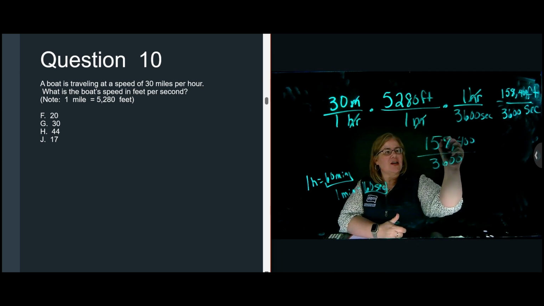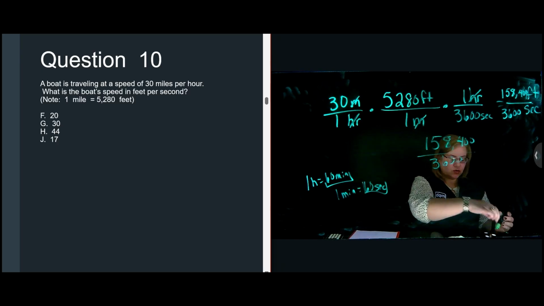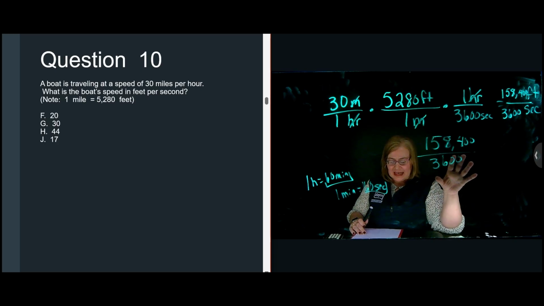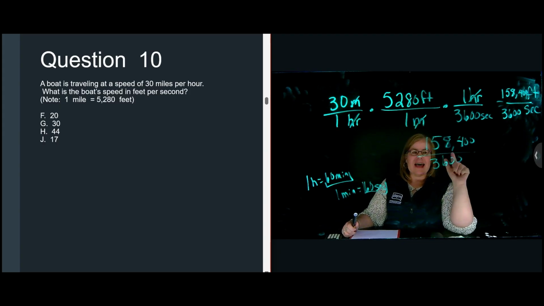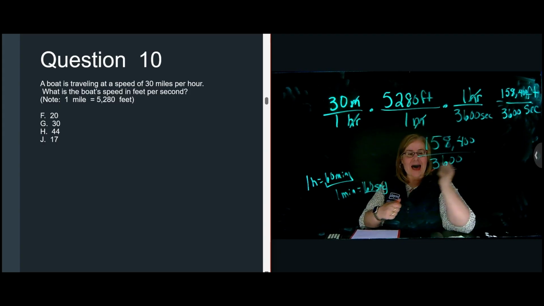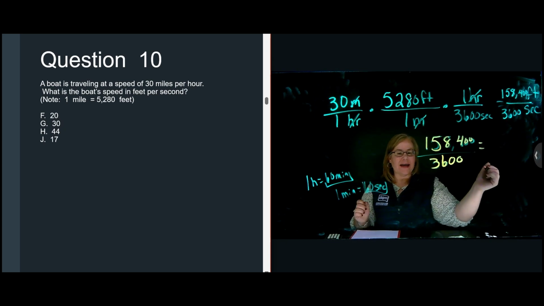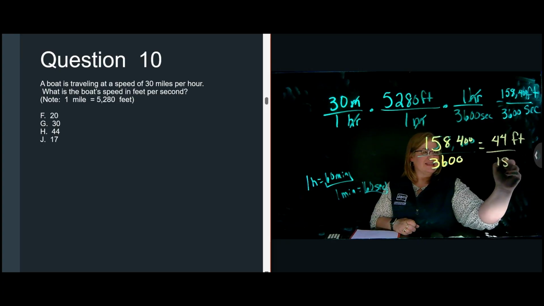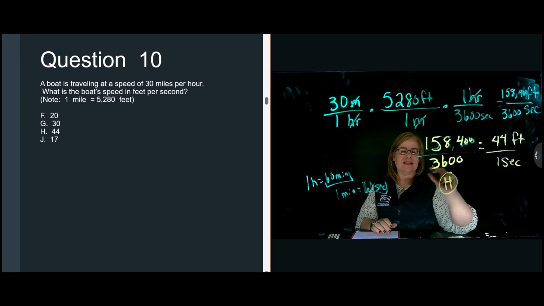And as you notice, those are not possible answers. So I need to put this in my calculator and get this a little bit more user-friendly. So I'm going to put this in my calculator just the way it is and see what I get. So when I put 158,400 divided by 3,600 in my calculator, I get what? I get 44 feet over 1 second. Is that what it wanted? Absolutely. So my possible answer is H.